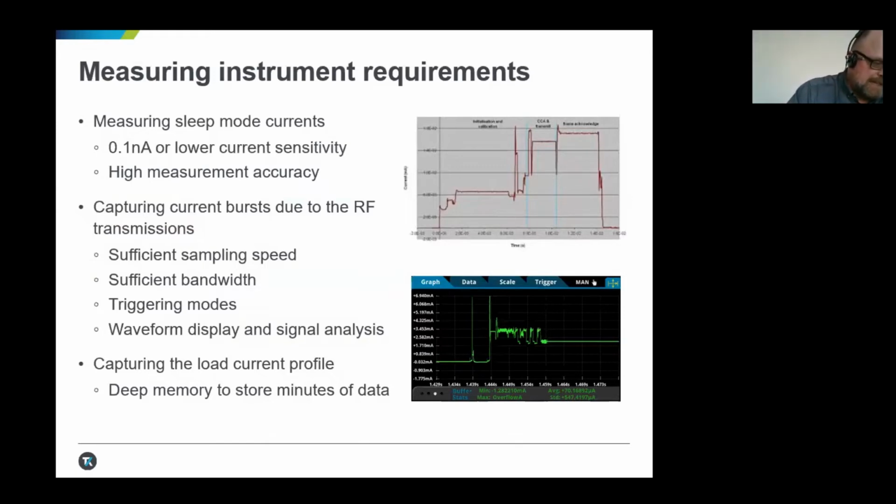And for the active state, you need RF transmission modes. You need the bandwidth and a sampling rate to capture the current bursts. To obtain what you want to analyze, you need triggering options, particularly if you need to correlate a specific current with controller actions. The ease with which you can display waveforms and waveform data helps your analysis. Furthermore, having a deep memory enables collecting operating profiles.